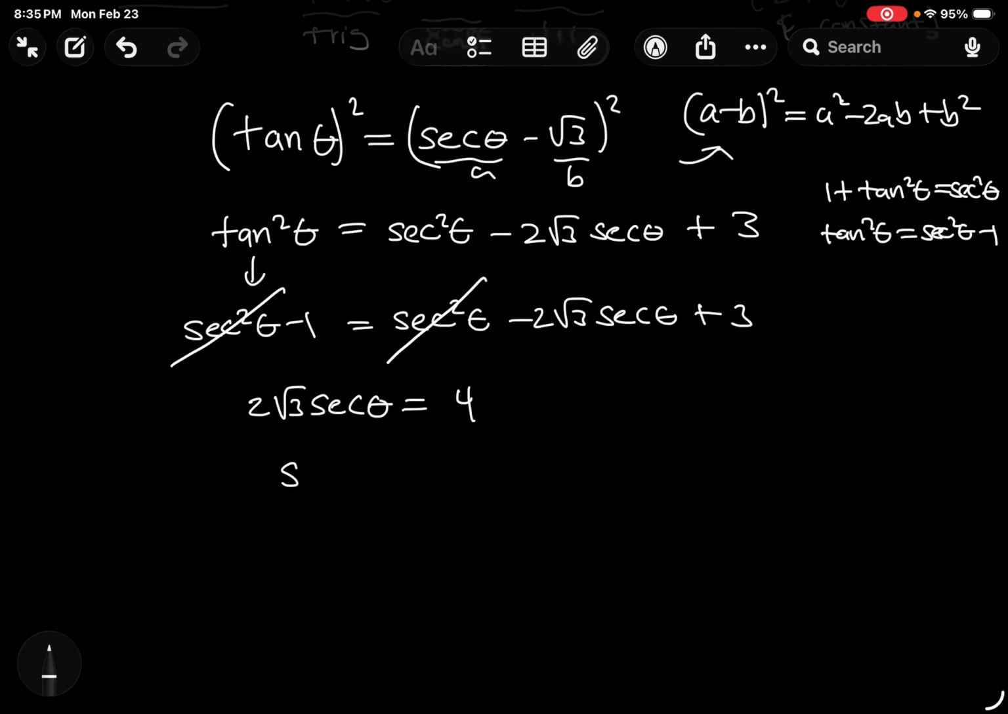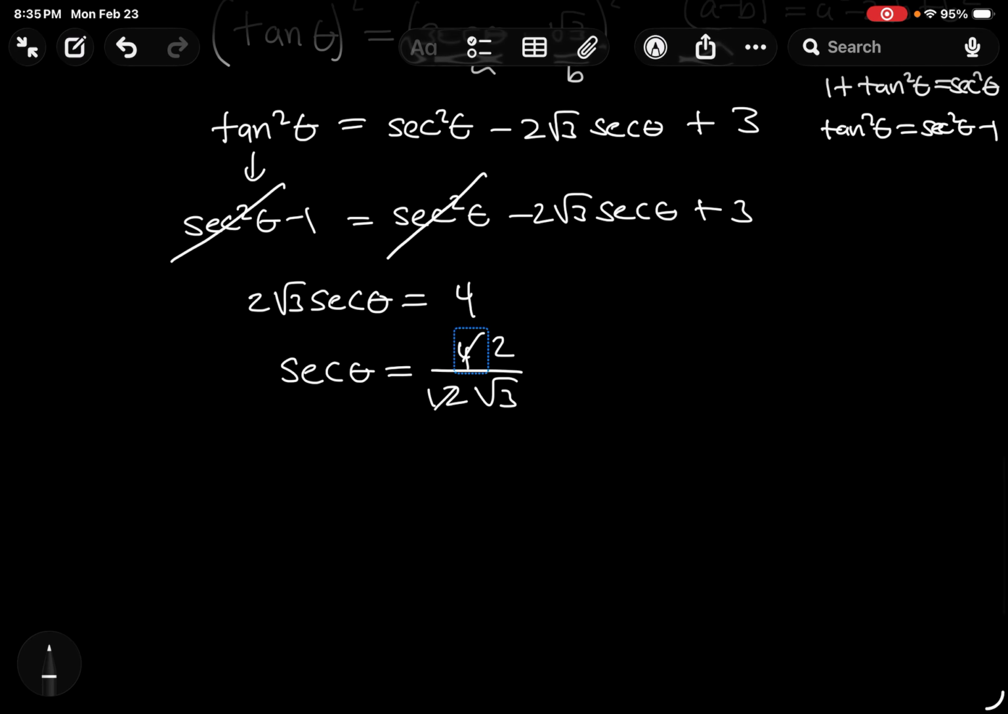And then let's get secant theta by itself. So that's going to be 4 divided by 2 square root of 3. This is a 1, this is a 2. It's kind of hard to solve in terms of secant, so from here I would write 1 over cosine of theta. Secant is 1 over cosine, equal to 2 root 3. And then from here you could do a little cross multiplication and get cosine of theta by itself. You get cosine of theta is equal to the square root of 2.